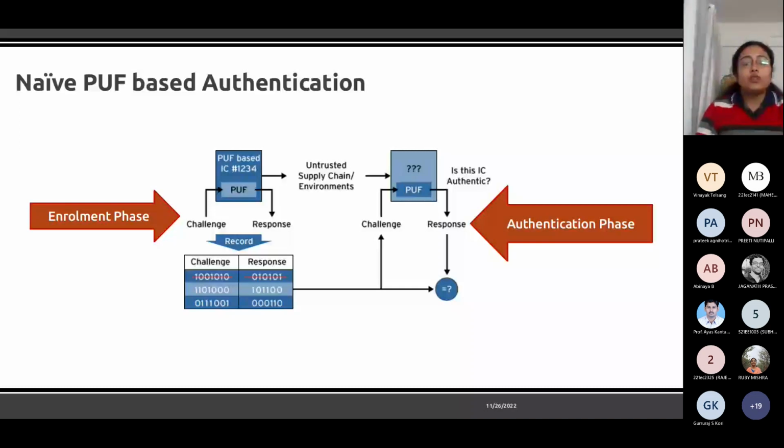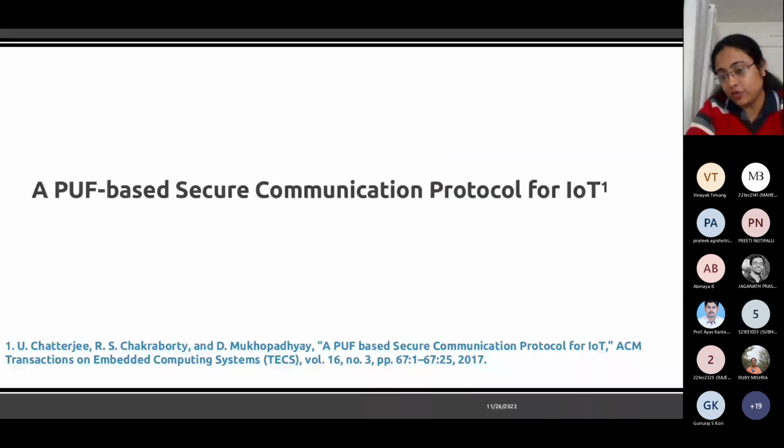Okay. So what did we do to create a PUF-based secure communication protocol to get rid of these issues?